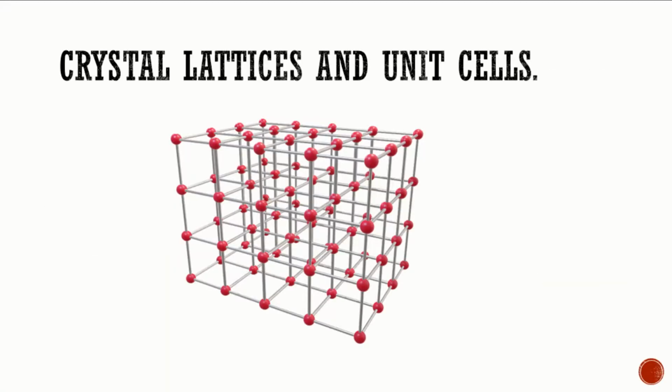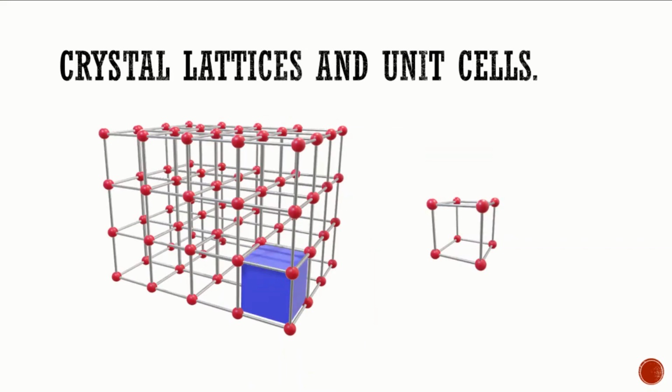The constituent particles of a crystalline solid are arranged in a definite fashion in three-dimensional space. Such a regular arrangement of the constituent particles, that is atoms, ions or molecules, of a crystal in three-dimensional space is called a crystal lattice or space lattice.